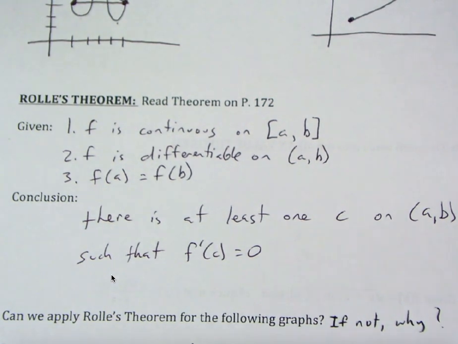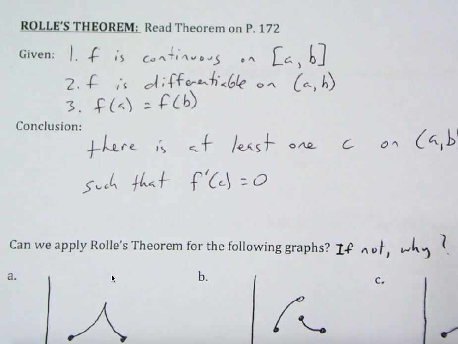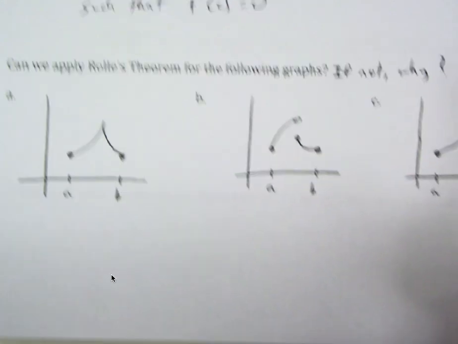So it doesn't help you find anything, kind of like the other ones. It just tells you that it's going to happen if those conditions are met. So these first three say, can we apply Rolle's theorem for the following graphs? Essentially, they're saying, are the conditions met on this graph? Let's take a little look.